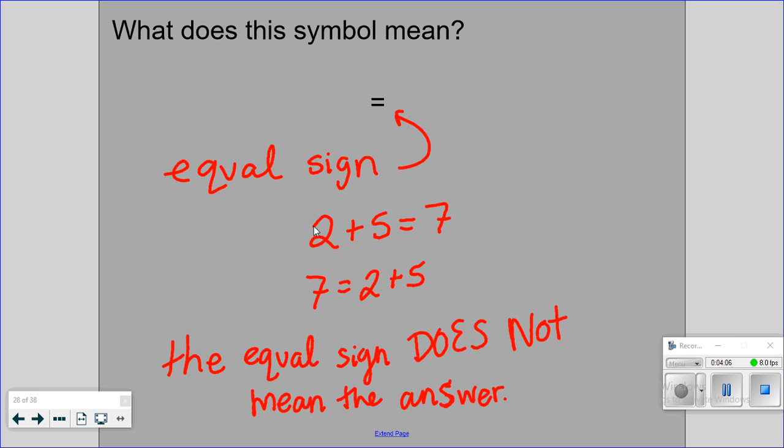So if it doesn't mean the answer, because we just read that equation and that didn't quite make sense, Gwen, what do you think it might mean then? It means like if you have 2 plus 5, that's equal to 7. But for that one down there, 7 is equal to 2 plus 5. Alright, you're using that word equal, but I don't know what that means. Equal means like same. Close.